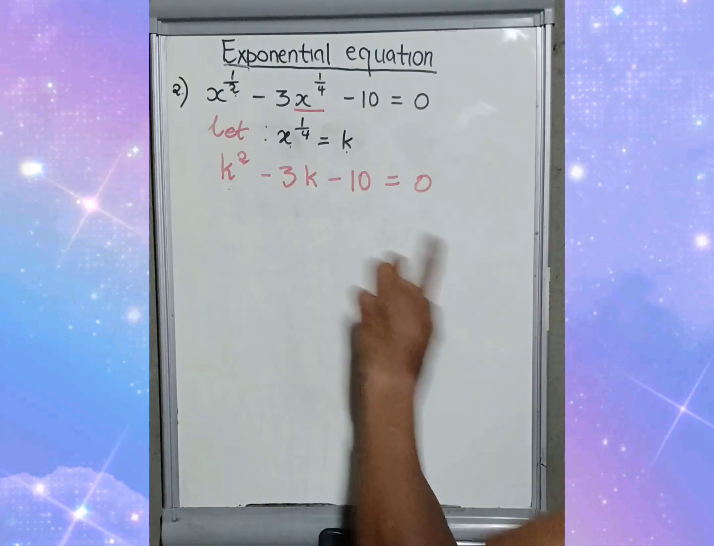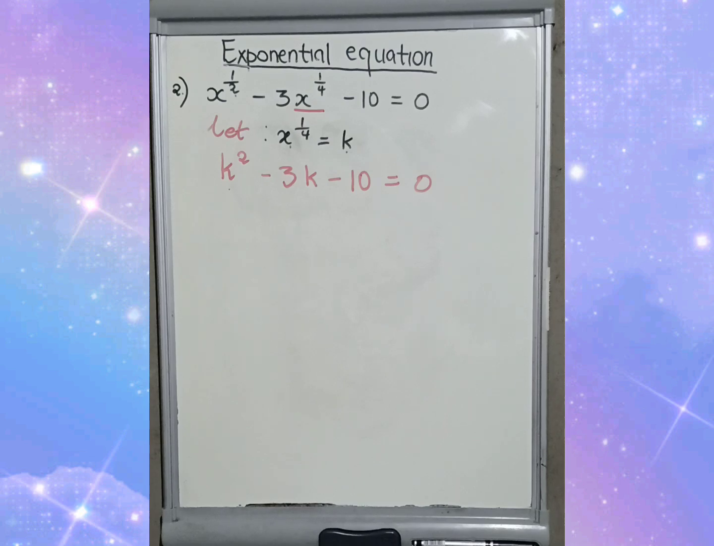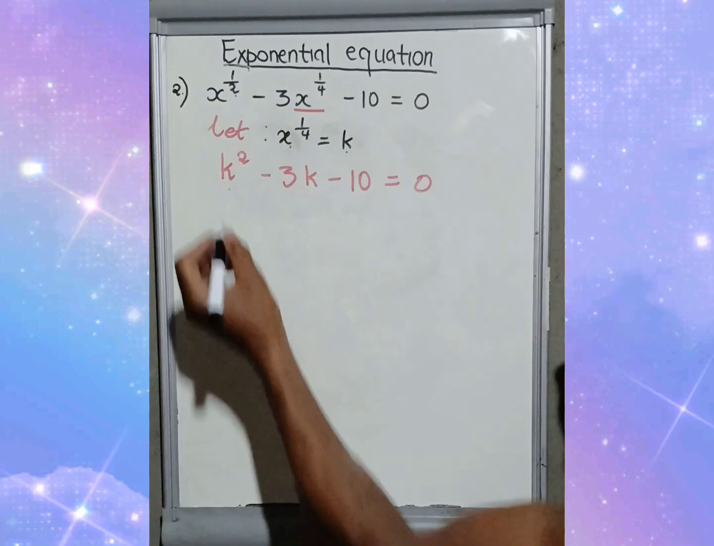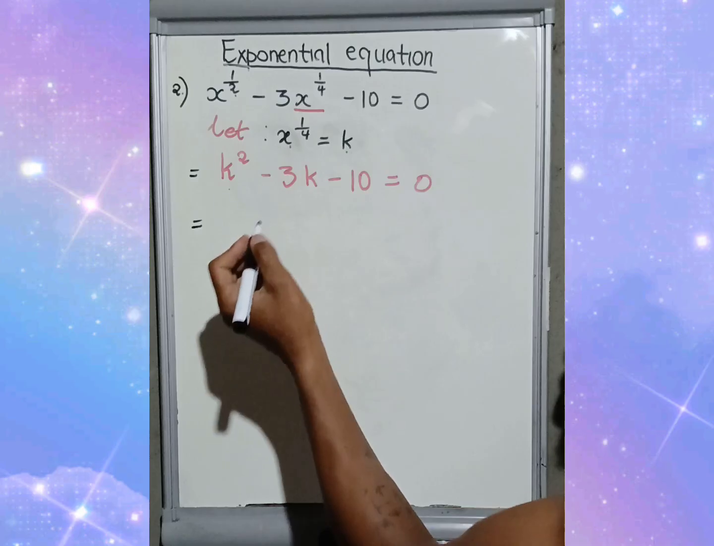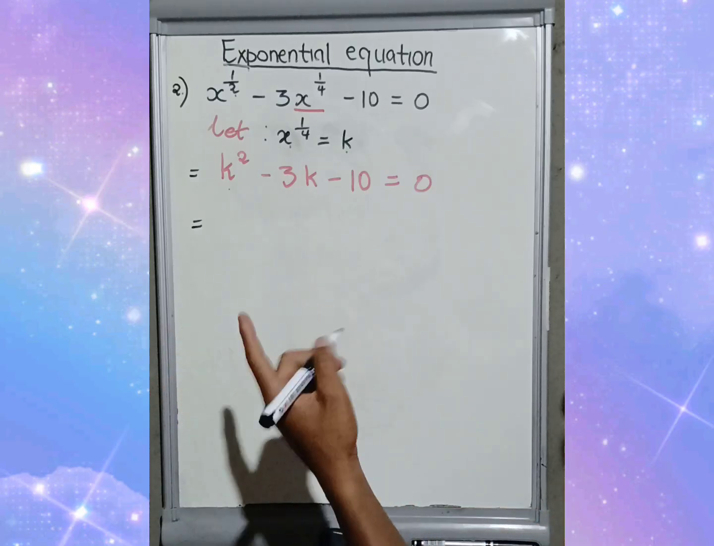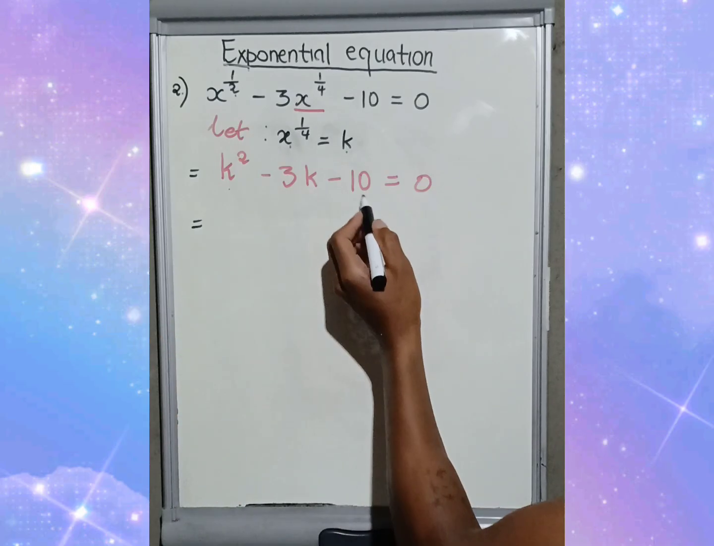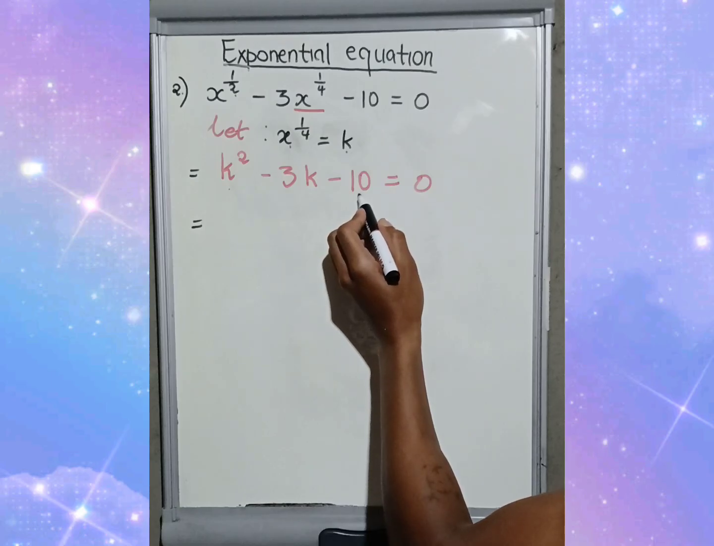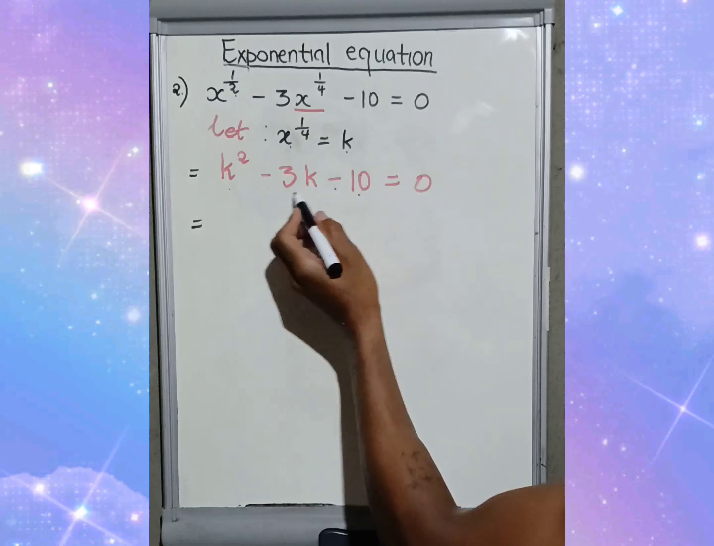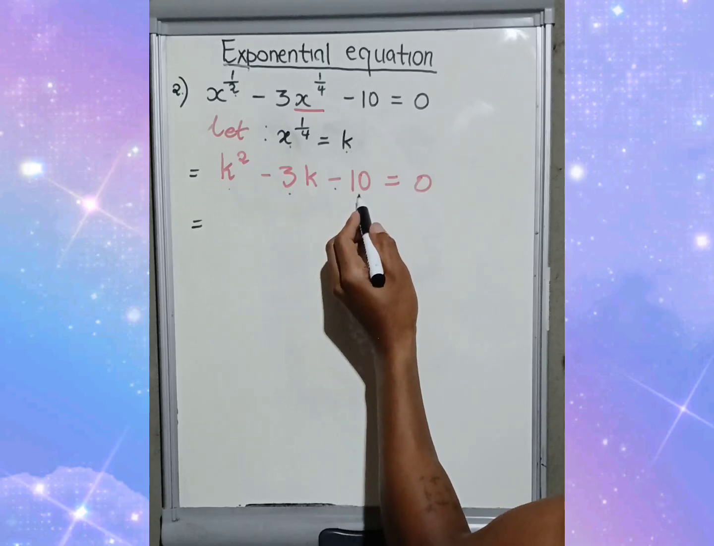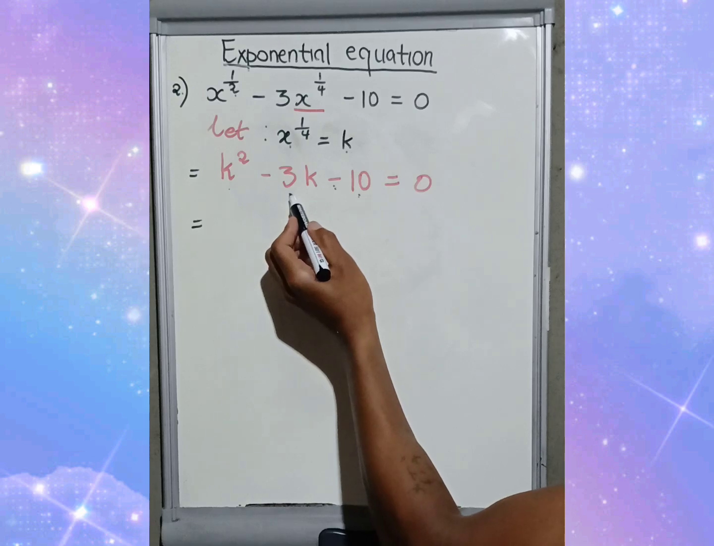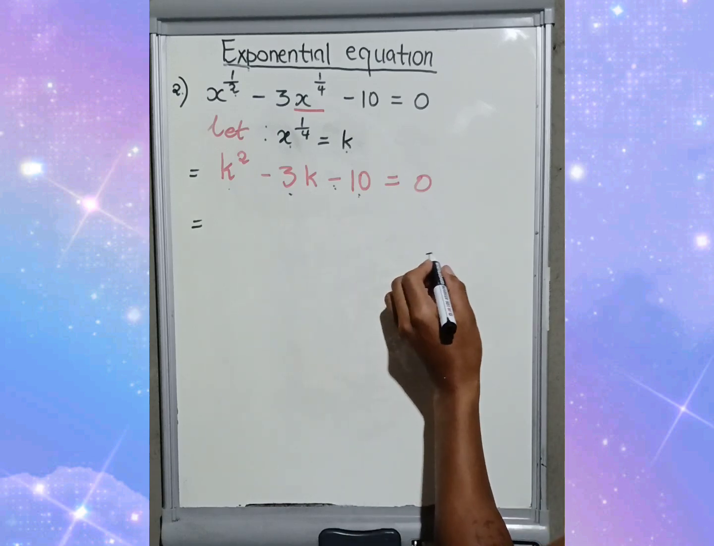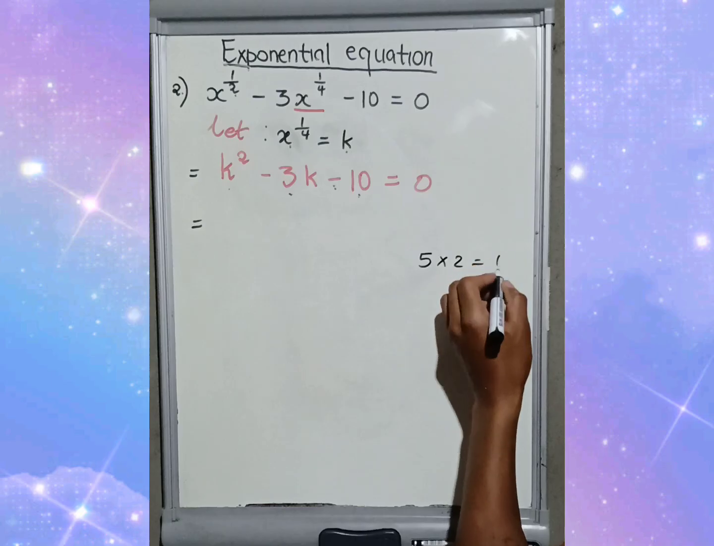Then now we have a quadratic equation. We need to solve the value of what? The value of k first. Let's solve the value of k. We use the quadratic formula or factorization. Then we look at the factors of 10 that, when subtracted, give 3. You just check the factors of 10 that, when subtracted, give you 3.